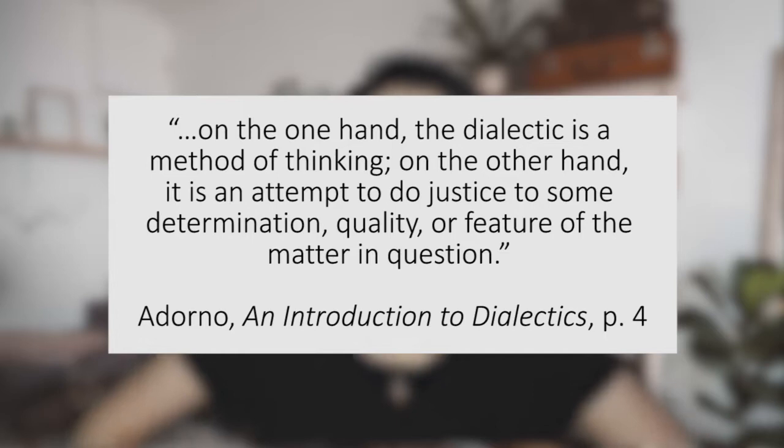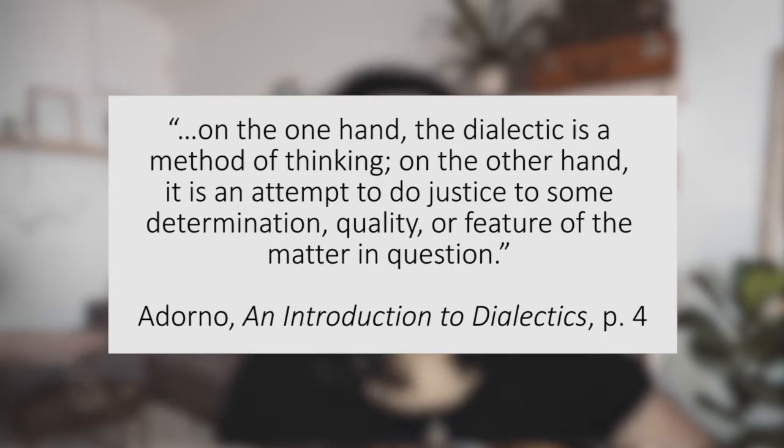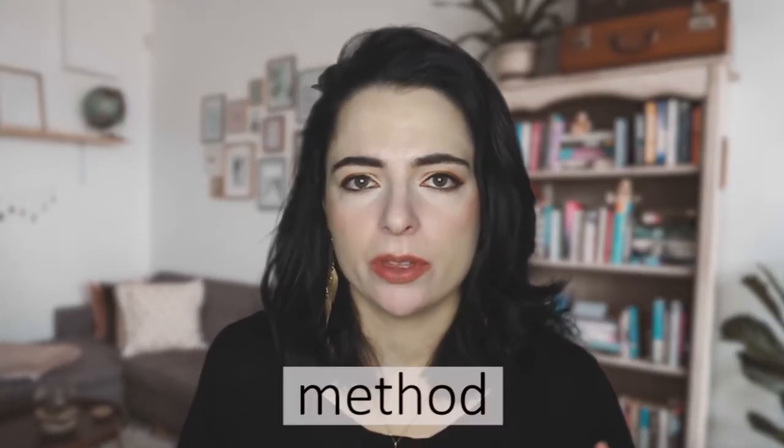In An Introduction to Dialectics, Adorno starts Lecture 2 with an overview of Lecture 1. He writes that on the one hand, the dialectic is a method of thinking. On the other hand, it is an attempt to do justice to some determination, quality, or feature of the matter in question. Here, I think he's referring to how the dialectic can be both a method and something that is not fixed. So, whilst it is a method of thinking, it justifiably interprets a thing without letting that thing get caught up in preconceived ideas about what the thing should be. It allows you to critically interpret the thing and critically interpret your own way of thinking about a thing, I think. So critical awareness, critical thinking.